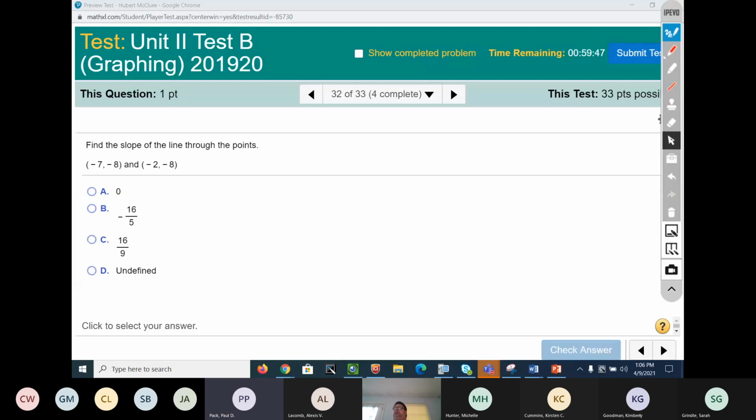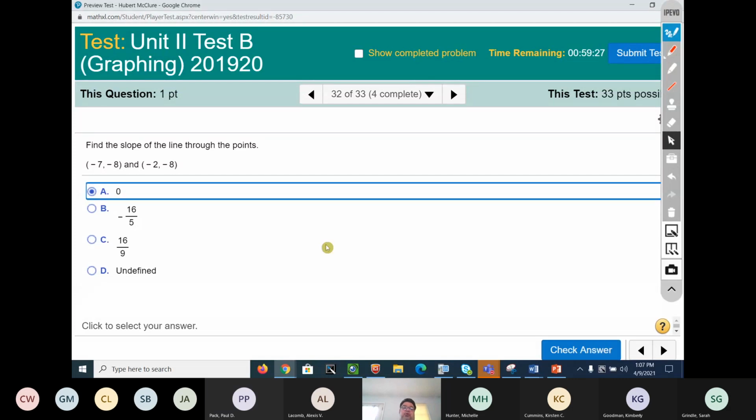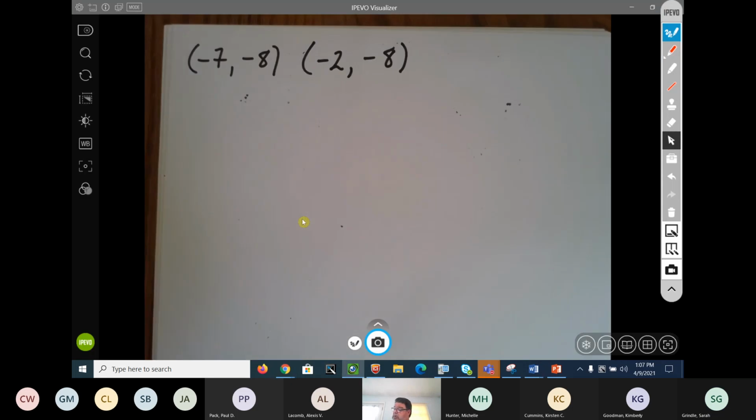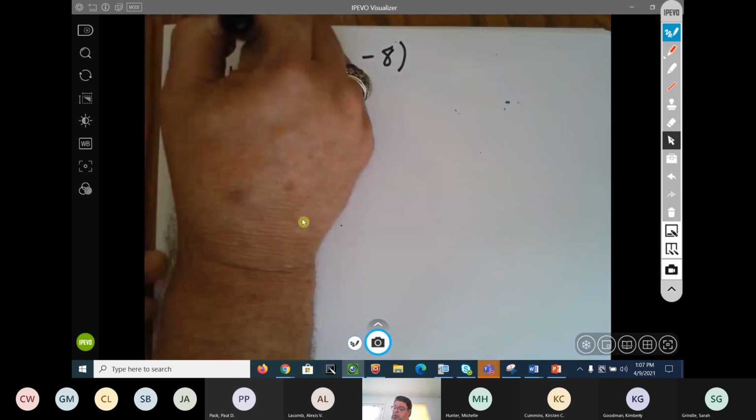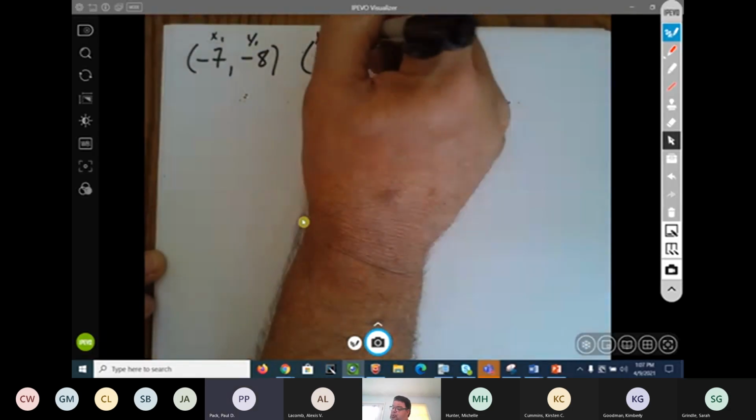Since y is the same in both, that means y is equal to negative 8, correct? Y is equal to a number, therefore it's parallel to the x-axis, therefore the slope is equal to 0. So that's one way you can do this problem. You can do it by the rule that y is equal to a number or x is equal to a number. The other way is to actually calculate it. So we read from left to right: x sub 1, y sub 1, x sub 2, y sub 2.